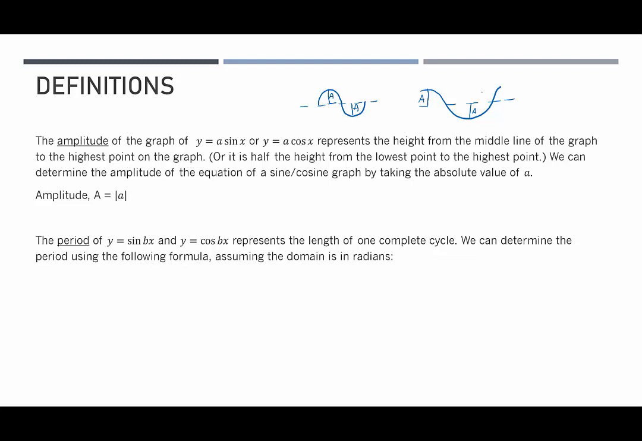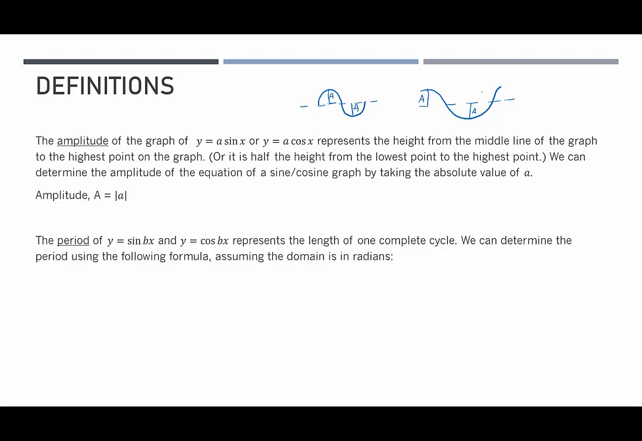The period of y equals sine of bx or y equals cosine of bx represents the length of one complete cycle. And this is where sine and cosine functions are a little bit different than the functions that we've seen before. Previously, with all other functions, I don't think I ever once had a coefficient of x. So this is something new, and it's very common with our sine and cosine functions. We want to get used to x having a coefficient for sine and cosine.